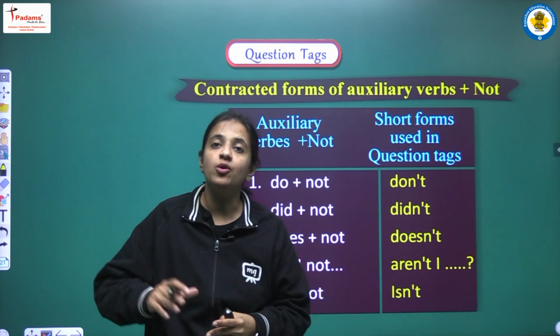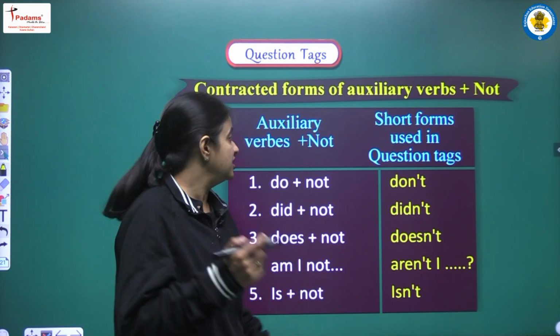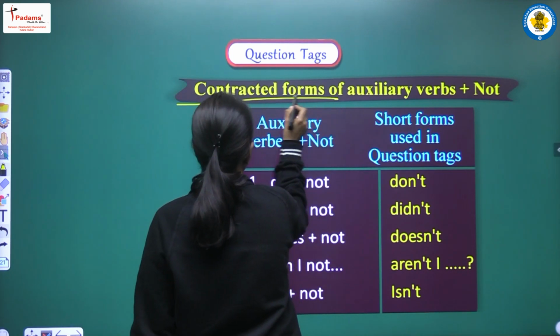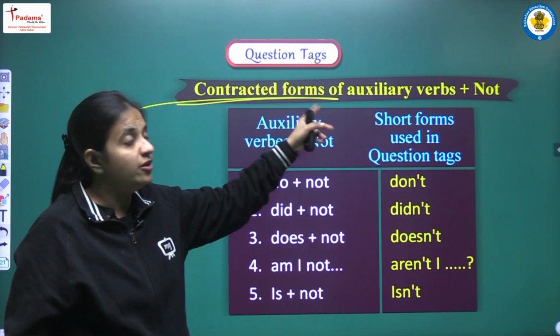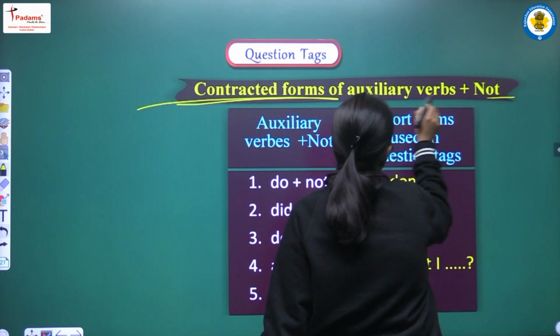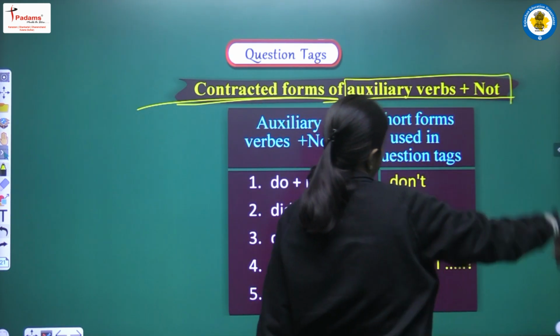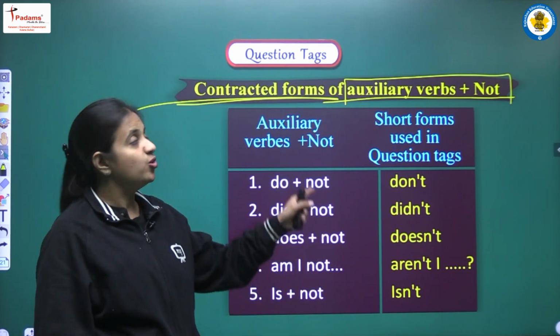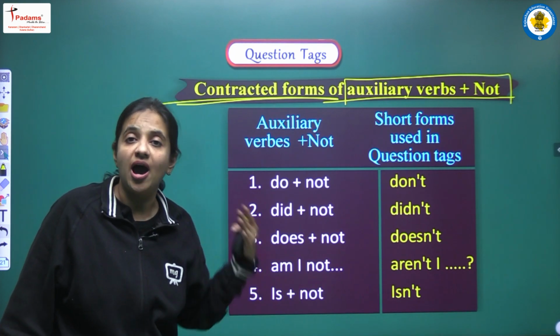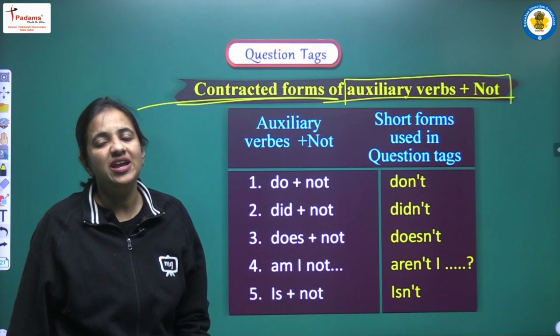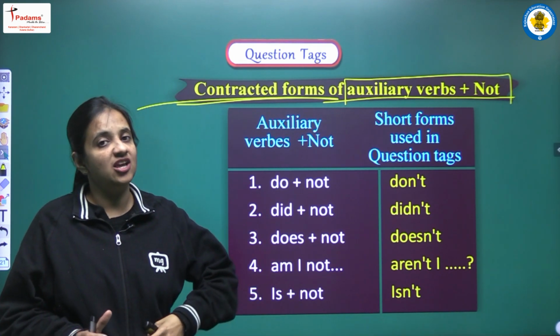We do not write "not" in the complete way. So this is known as the short form, or we can say the contracted form of the auxiliary verb. When "not" is added with the auxiliary verb, then we have to write the contracted form, the short form. So how do we make the short form, or the contracted form?